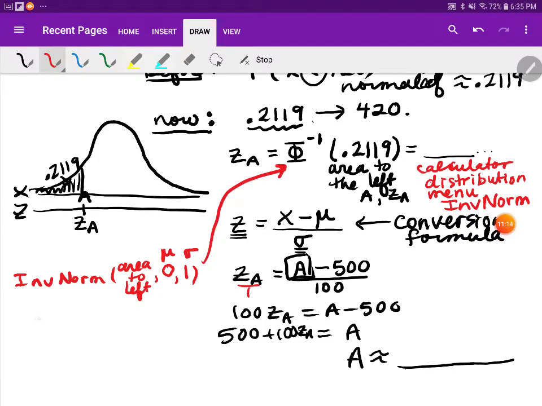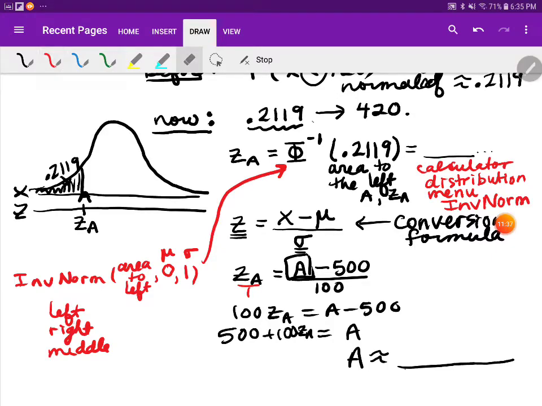Okay? If you put in the area to the left, you put in the 0 and the 1. Now, in the new calculators, it's going to ask you if you want the left, if you want the right, or, I believe there's another one, maybe if you want the middle, or the center, I think it's called the center. So there's a few different ones that are listed here. So it's a little bit different.